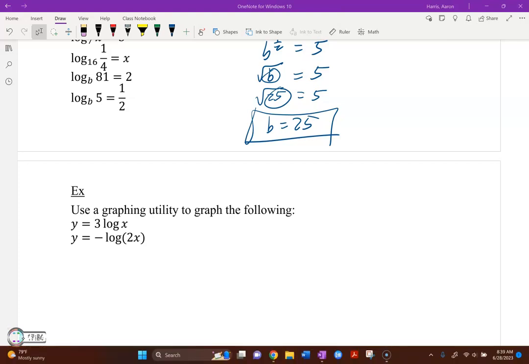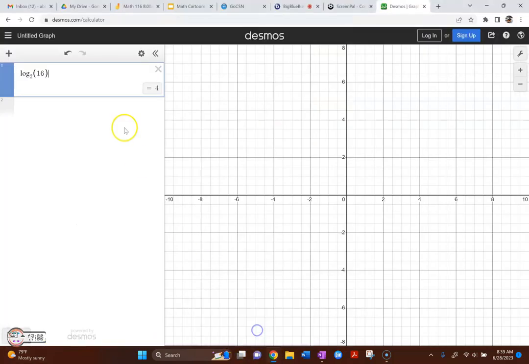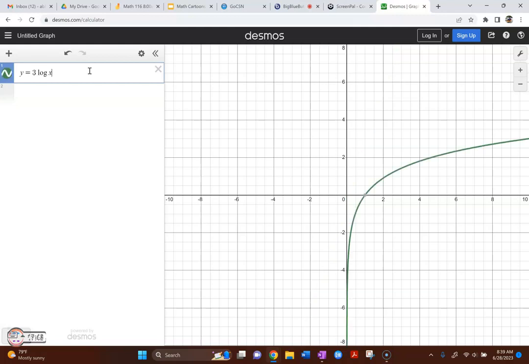Okay, let's take a look at this one now. Use a graphing utility to graph the following. Y equals 3 log base 10, that's log base 10, right? It doesn't show it. 3 log of x. So I'm going to go ahead and clear this out. Y equals 3 log of x. And there's your graph. And notice it gives you that point right there, 1, 0.